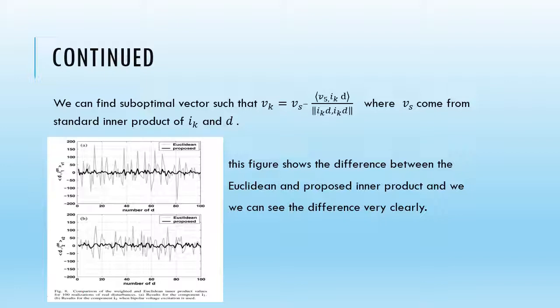This figure shows the difference between the Euclidean and proposed inner product, and we can see the difference very clearly: the proposed inner product has very low variances in the amplitude levels as compared to the Euclidean product.